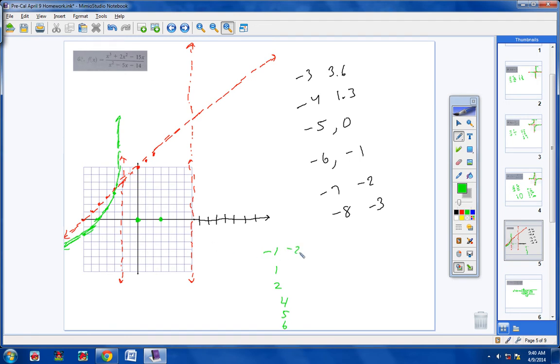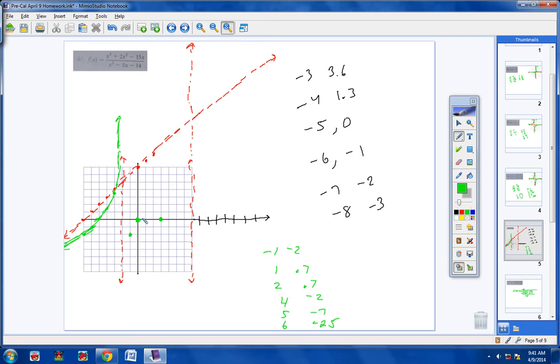-1 gives me out a -2, 1 would give me out a 0.7, 2 would give me out a 0.7 also. Actually 1 was 0.666. 3 of course is a 0, 4 will give me out a -2, 5 will give me out a -7, and 6 will be a -24.25. I'm rounding those, of course. So -1 is at -2.